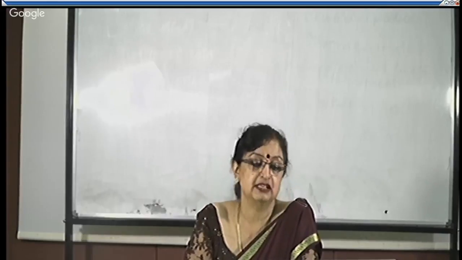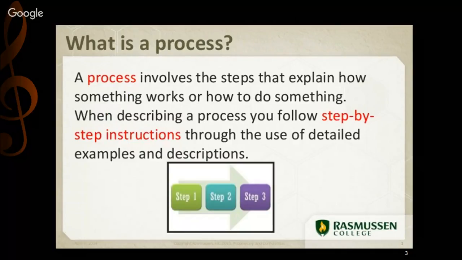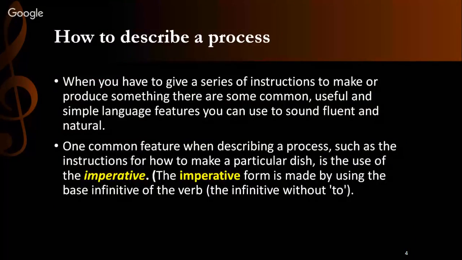When describing a process, you follow step by step instructions through the use of detailed examples and descriptions. So that is how we write a describing a process paragraph. How to describe a process? When you have to give a series of instructions to make or produce something, there are some common, useful and simple language features you can use to sound fluent and natural. So neevu enana instructions kodbeku andre athava yavadana process na describe madbeku andre yav tara produce madbeku aa tara process na describe madbeku andre kelavu useful words ide.